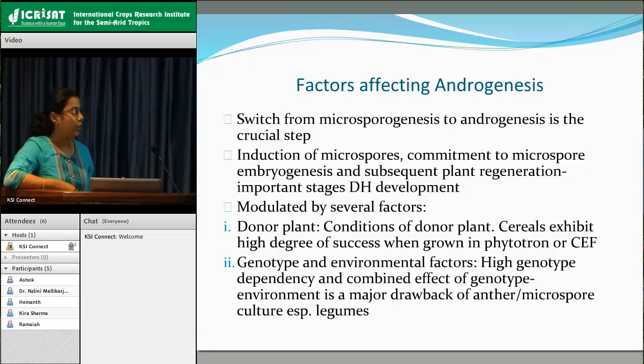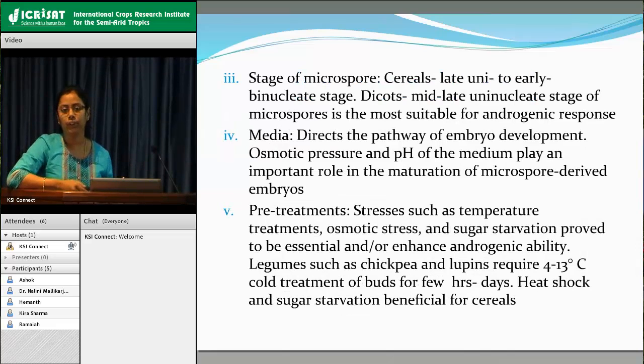And as we have already seen, genotype dependency is very high in anther and microspore culture experiments, especially in legumes. As for the stage of the microspore, the mid to late uninucleate stage is ideal for induction of androgenesis. Some of the cereals even respond when a bicellular stage is cultured. It was observed, but for my experiments, I selected the mid to late uninucleate stage, which was ideal for me. And media also plays a very important role in the induction process.